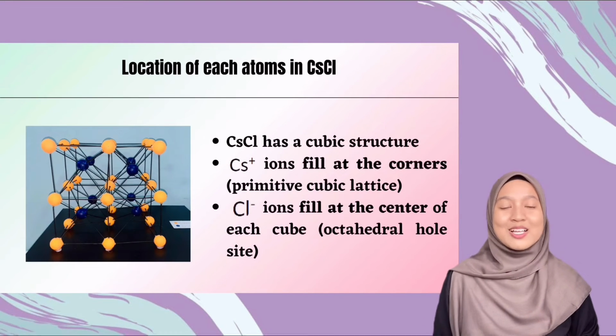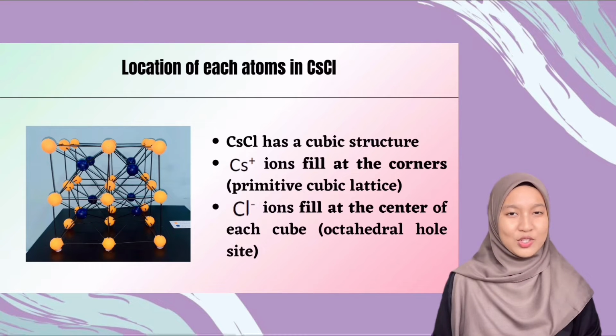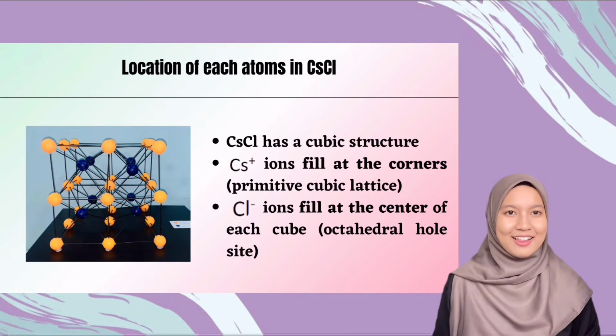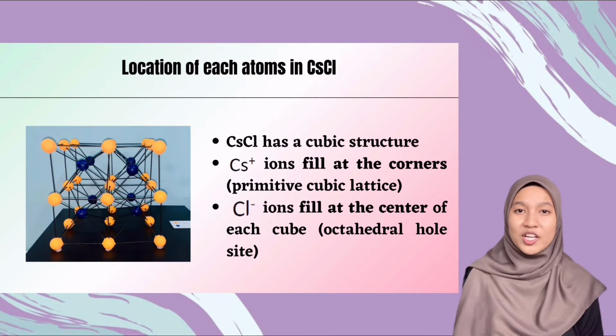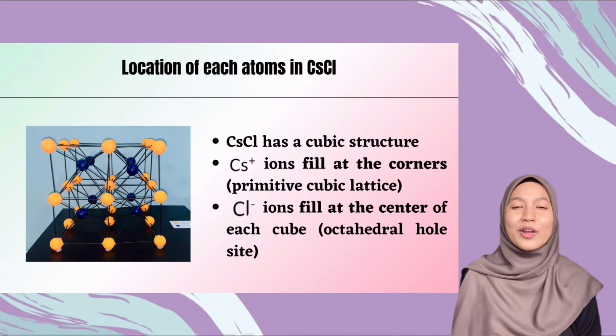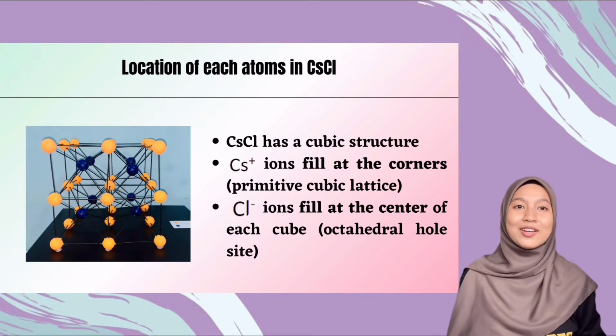Thank you, Latifah. So next, I will present about the location of atoms or ions in caesium chloride, CsCl. Caesium chloride, CsCl, has a cubic structure that consists of an infinite chain of ions. From our structure, the orange one is the caesium ion, while the blue one is the chloride ion. The caesium ion will fill the 8 corners of the cube, while the chloride ion will fill the center of each cube.